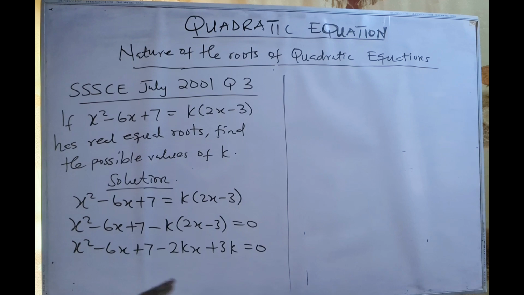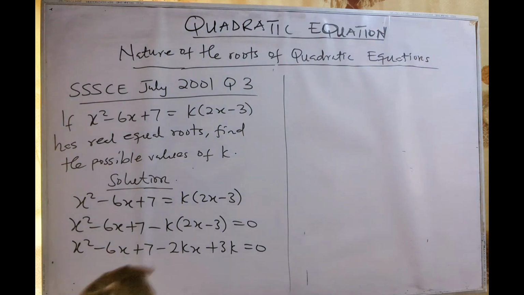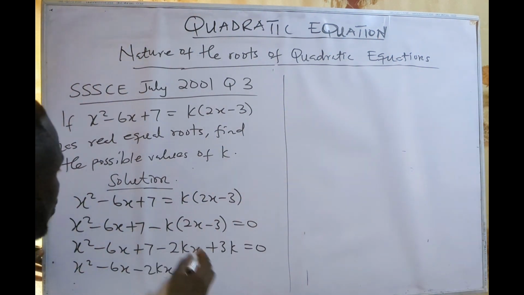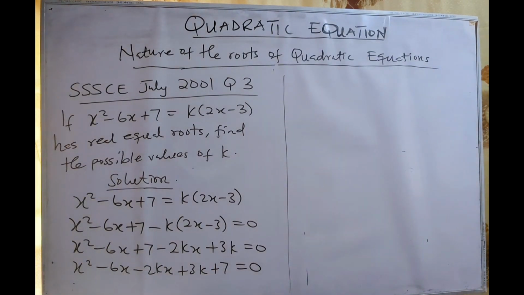Okay, so what are we going to do next? We have x here and x here, and then we have the constant. So we are going to group them so that we can know our coefficient of x, the coefficient of x squared and the constant. So we can have x squared, then minus 6x, then minus 2kx, and then 3k plus 7 equal to 0. So we have x squared minus 6x minus 2kx plus 3k plus 7 equal to 0.